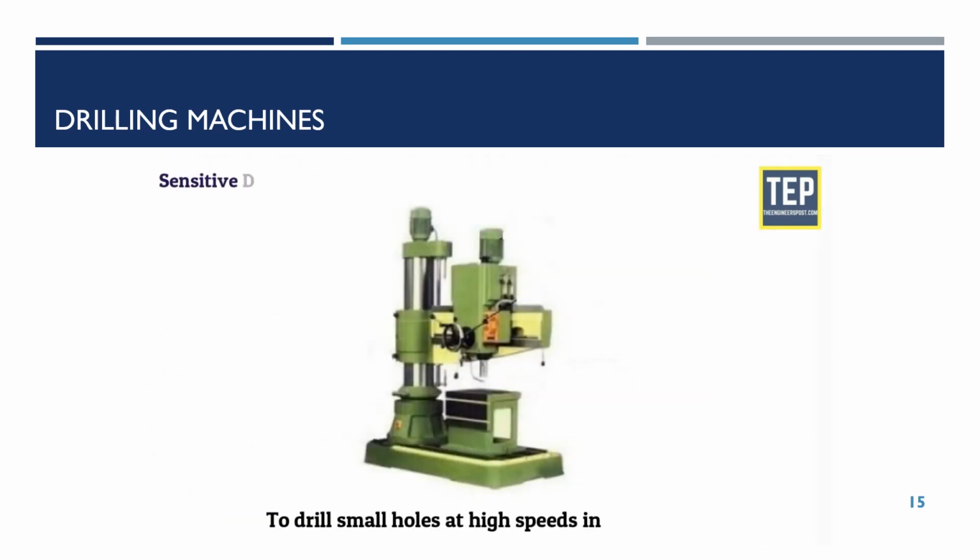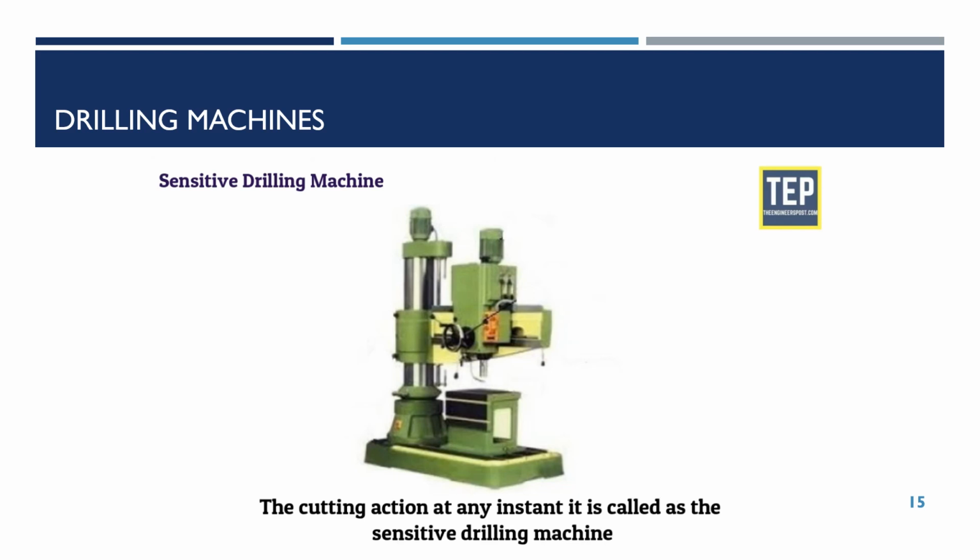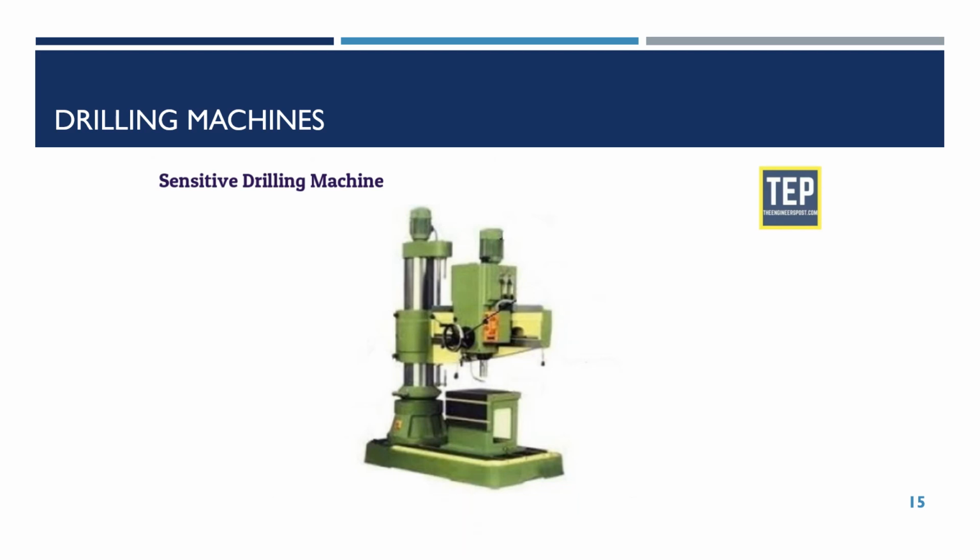Sensitive drilling machine. This type of drilling machine is used to drill small holes at high speeds in lighter jobs. The machine may be mounted on the floor and the drilling work is started with the drill fed into the workpiece by hand control. Hand feed permits the operator to sense the progress of the drill into the workpiece, so that if the drill wears out or jams, it may be released immediately to prevent the drill bit from breaking. Since the operator senses the cutting action at any instant, it is called the sensitive drilling machine. These machines are capable of drilling small holes of diameter 0.35 mm to 15 mm.